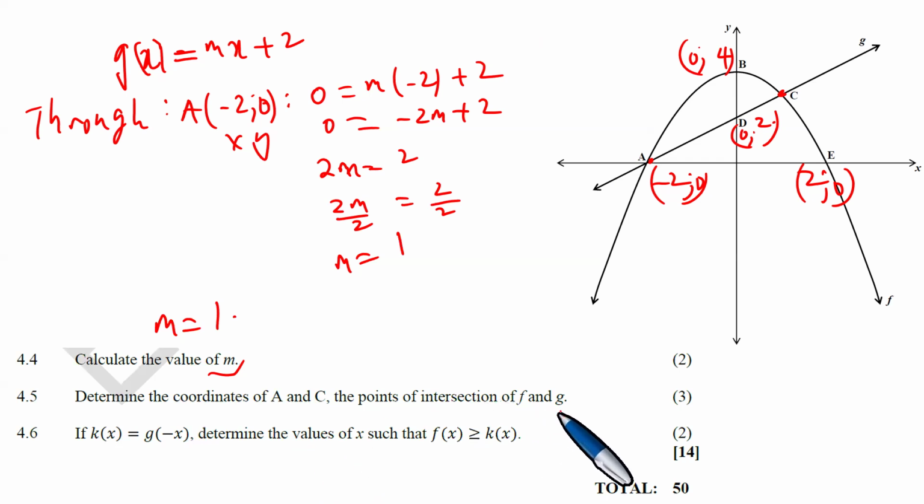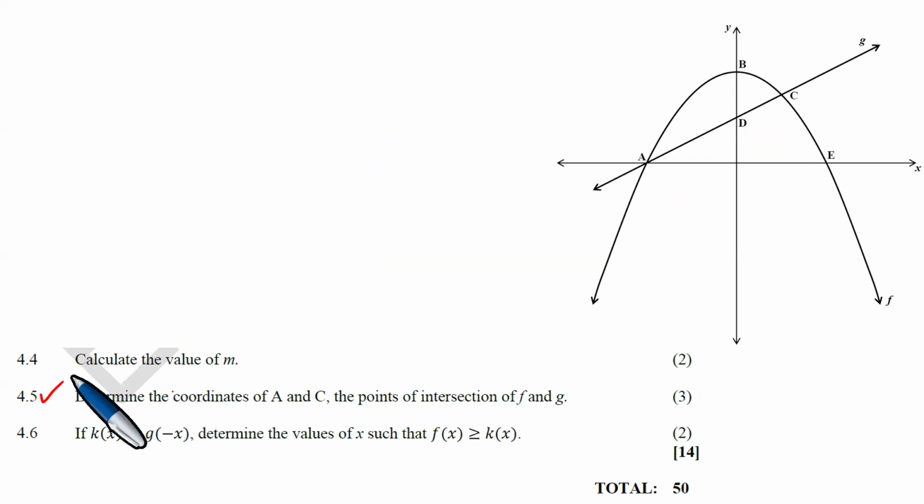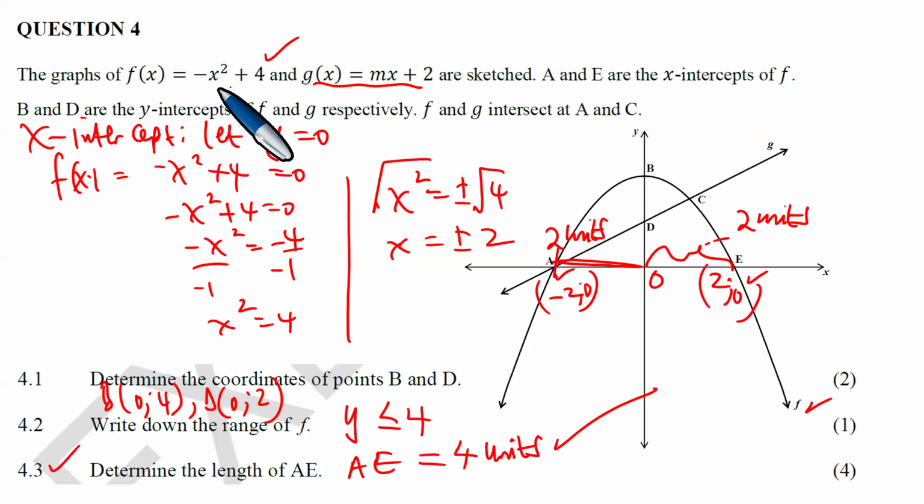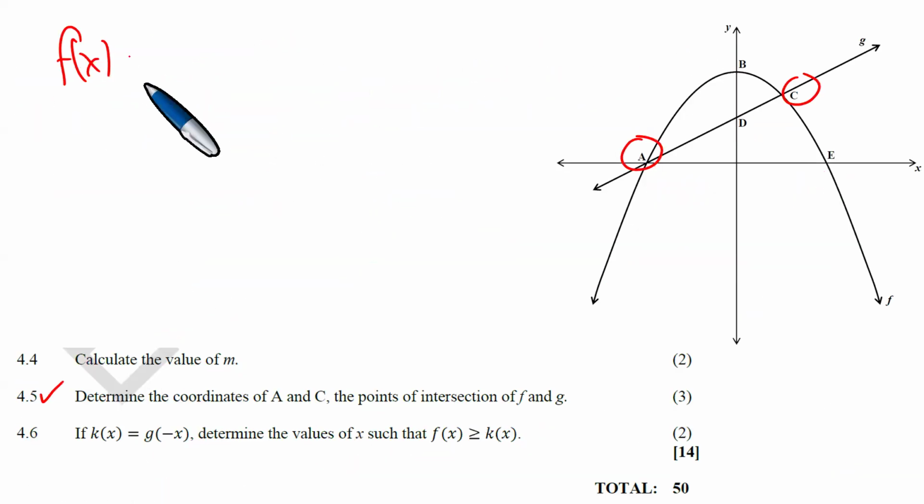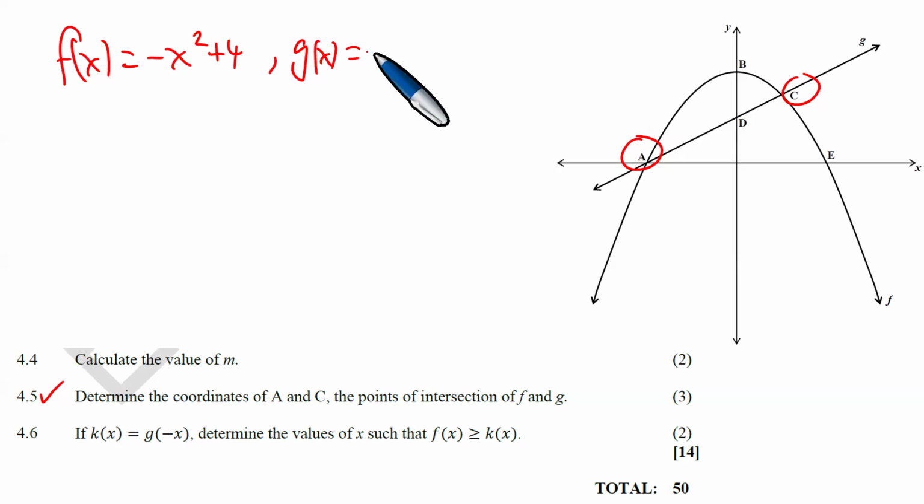Right, so next we need to determine the coordinates of A and C, the points of intersection of F and G. F of x, you already know, is minus x squared plus 4. And you already know that g of x is mx plus 2, but m is 1, so that g of x is just x plus 2.